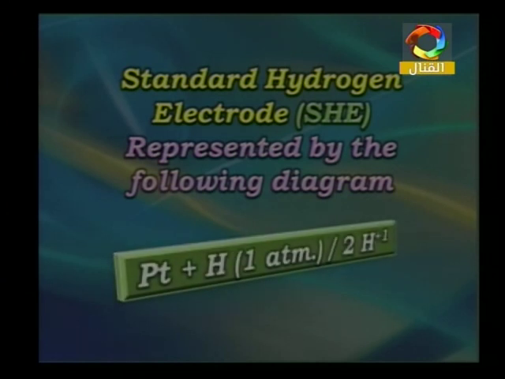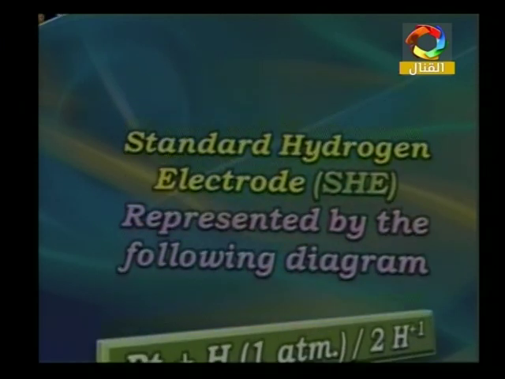So here we have what? We have platinum plus hydrogen at 1 atmosphere, slash 2H+ (1 molar). What's meant by this? We have platinum plus the hydrogen gas, or flow of hydrogen gas, at 1 atmosphere, dipped inside hydrogen positive ion solution. Hydrogen positive ion solution means an acid. It's 1 molar acid. Which acid? HCl, H2SO4, HNO3 dilute. So we have 1 molar concentration of the hydrogen ion.